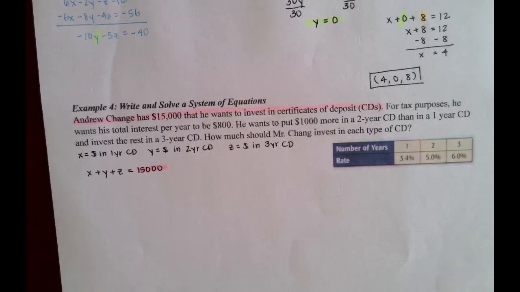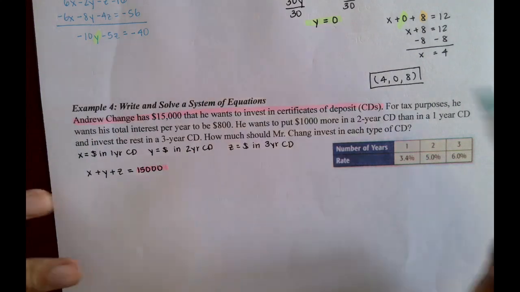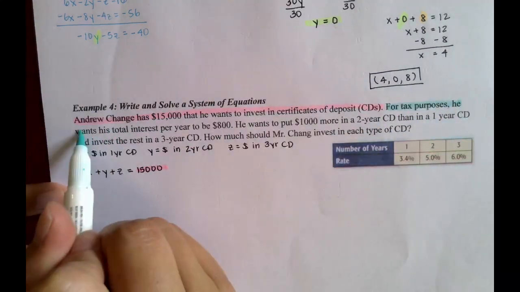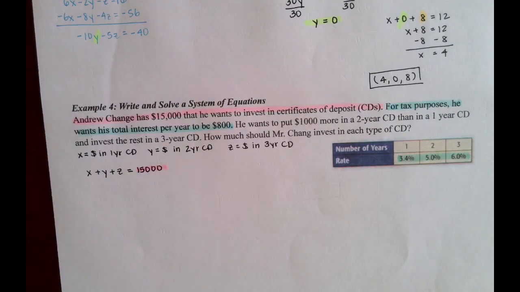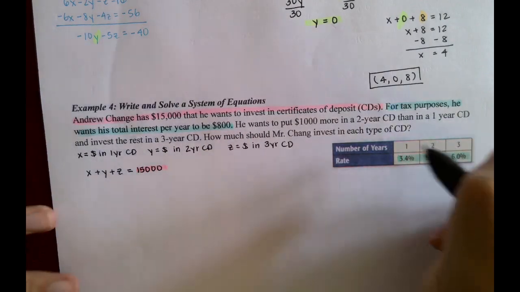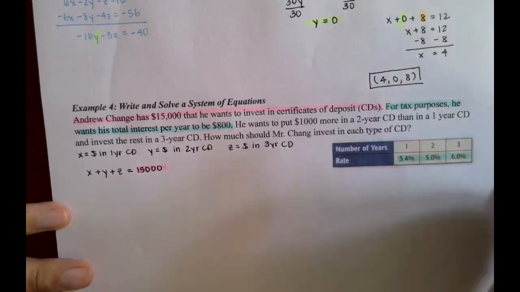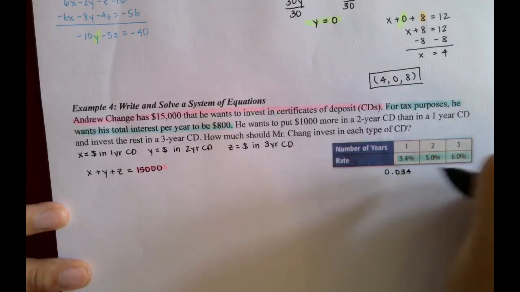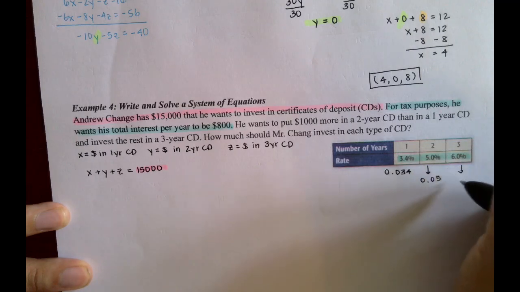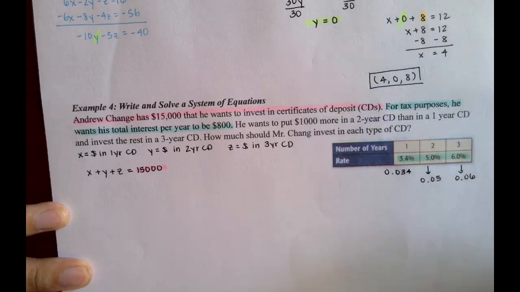The next part is about the total interest that he wants to get. So he wants his total interest here, so that's from this as well. For the first year, he'll get 3.4%. This as a decimal is 0.034. This one will be 0.05, and this one here will be 0.06. So I just changed it into a decimal.